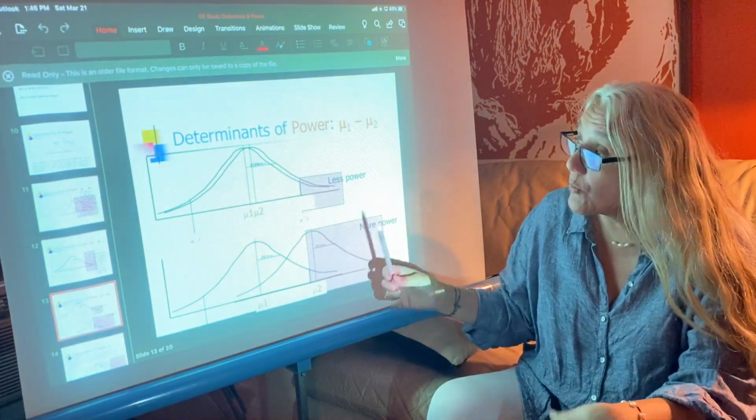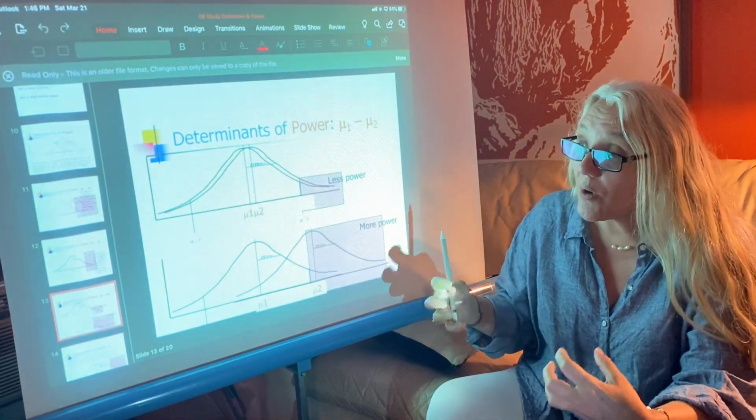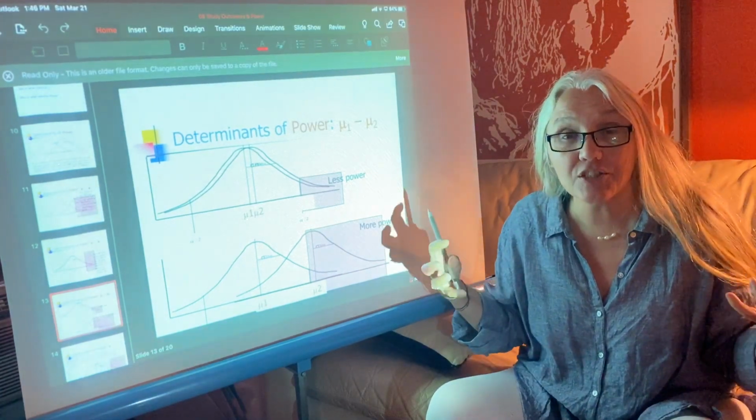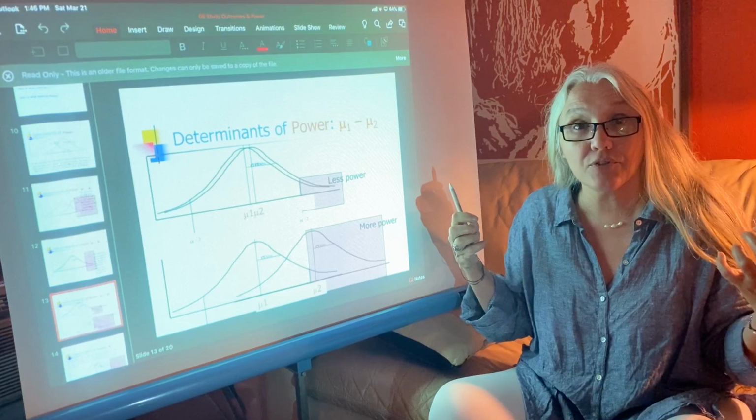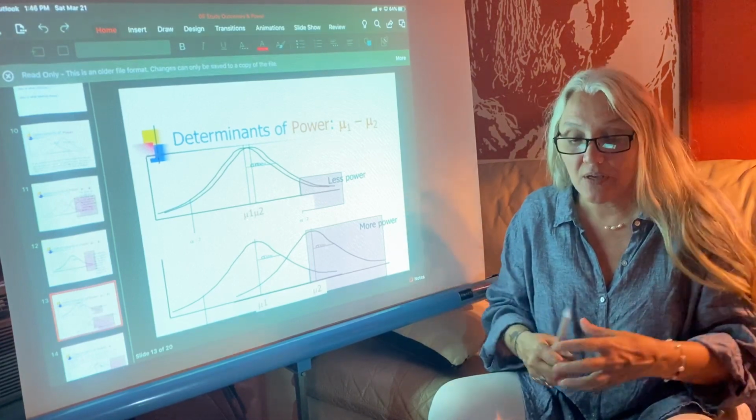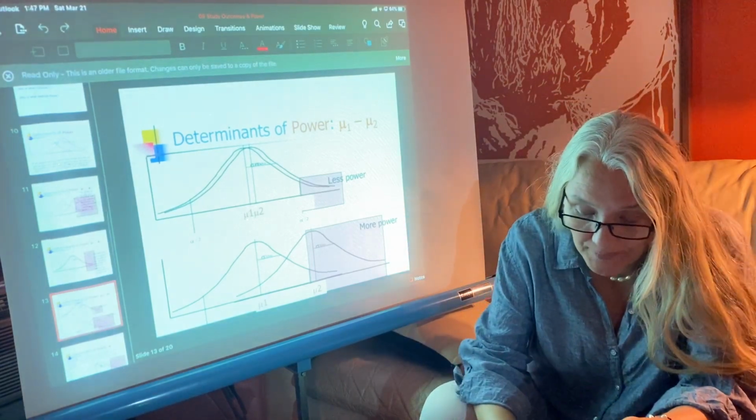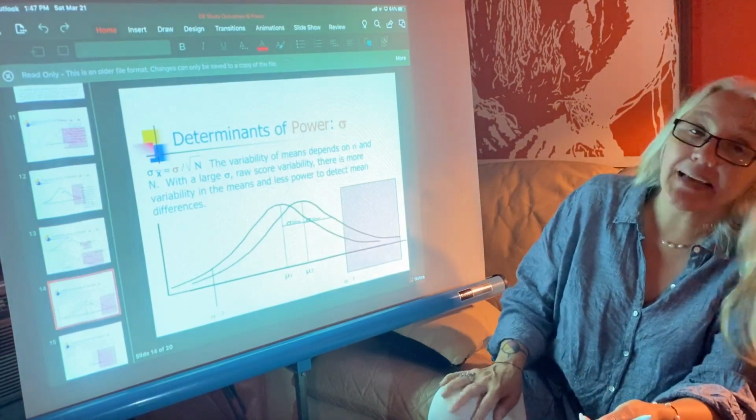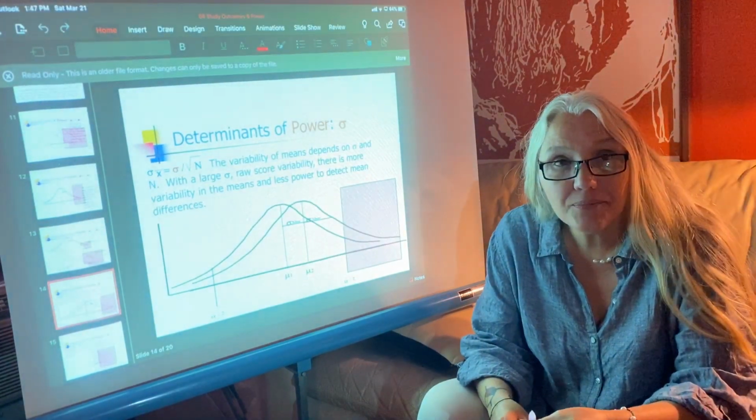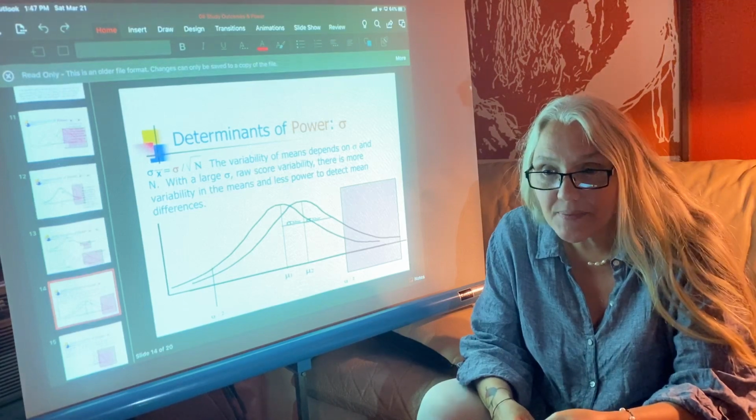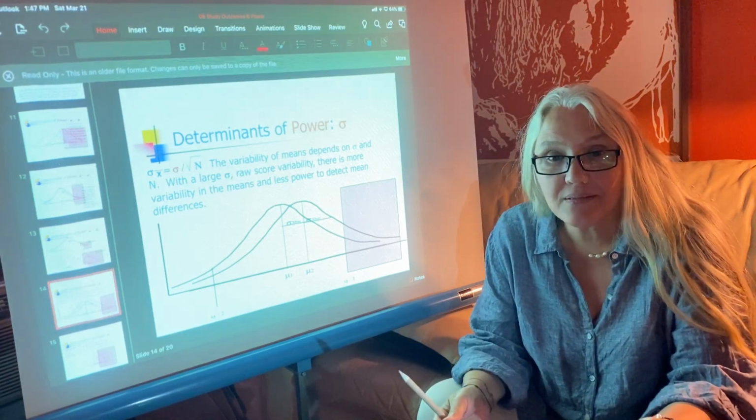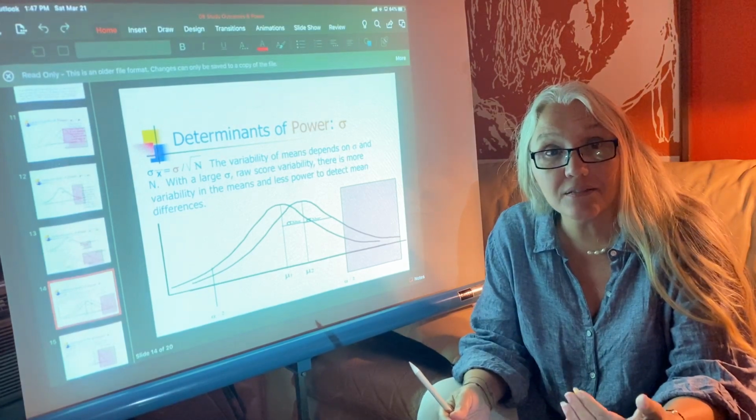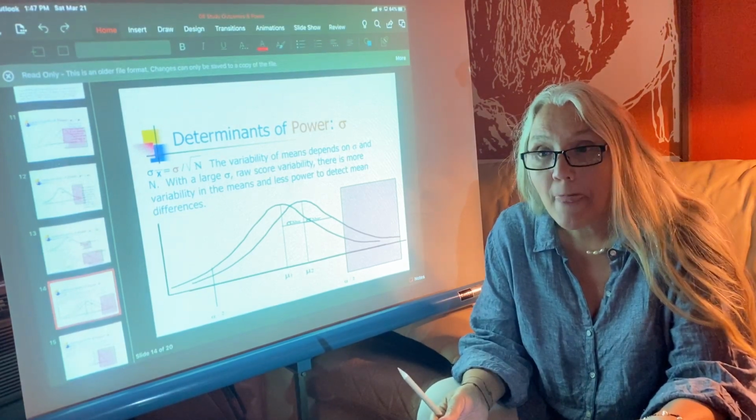So if you want to move mean differences, if you want more power and you want those means to spread out, make sure your group gets a good dose of the treatment. And sometimes you can't do that. Sometimes you're looking for mean differences between men and women on something. Well, you can't give a good dose of maleness or femaleness. You just take people like they are.